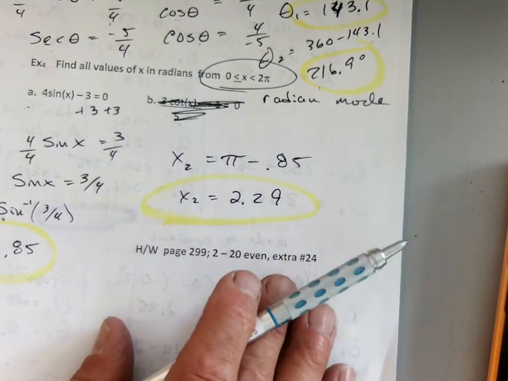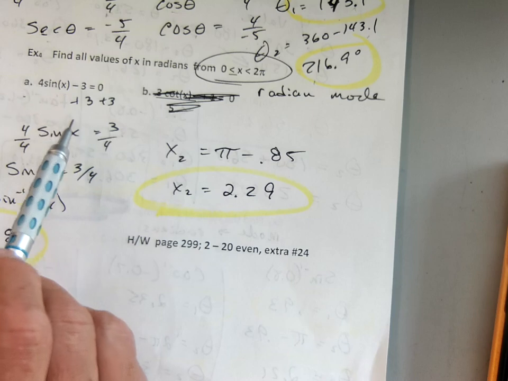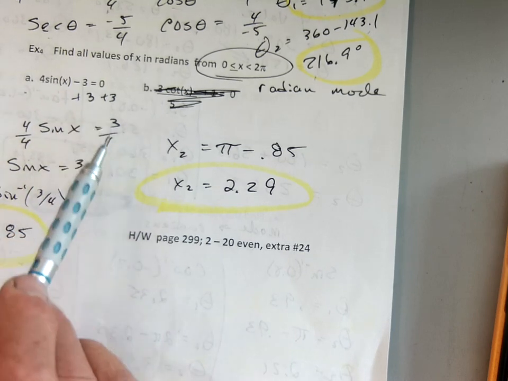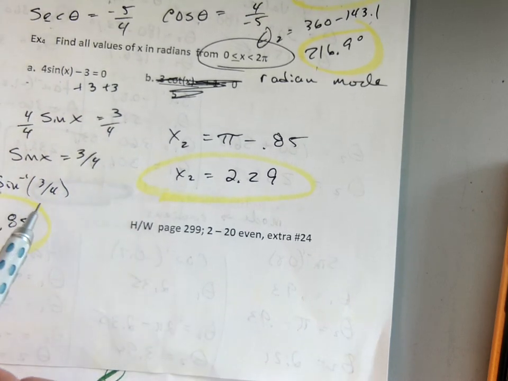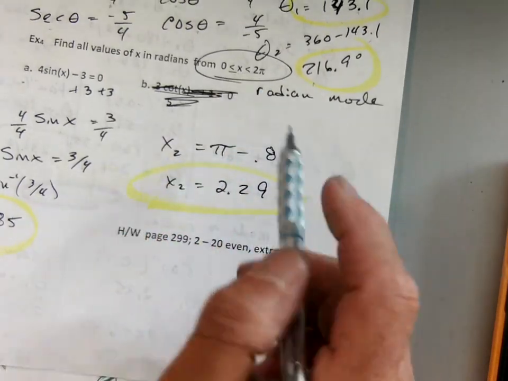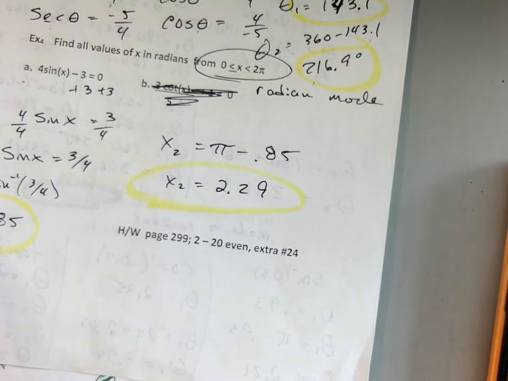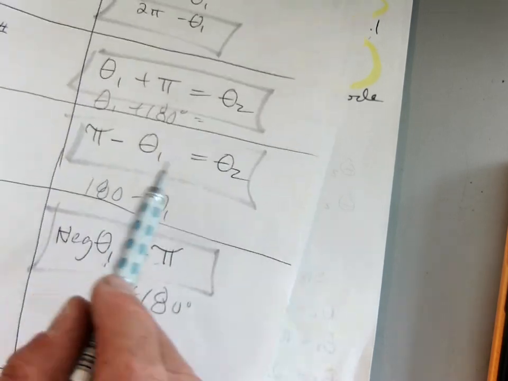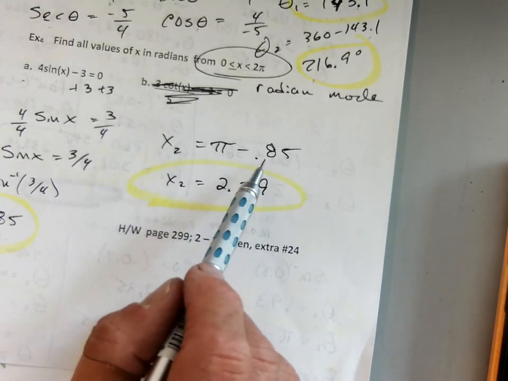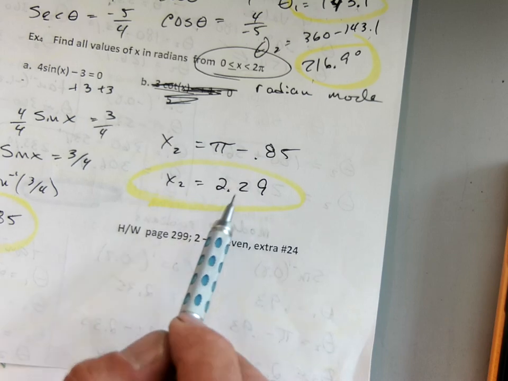Example 4, I solved again. I did sine inverse, but now I'm in radian mode, so I changed my calculator. Got my first answer. I looked at my reference angle chart, right? It's right there. And I subtracted from pi, and I got 2.26.